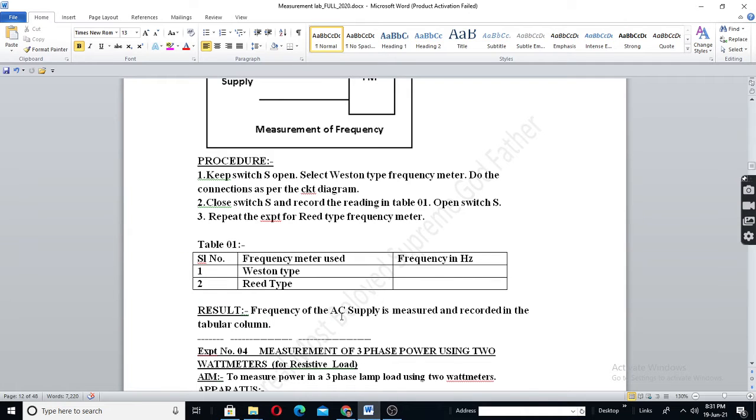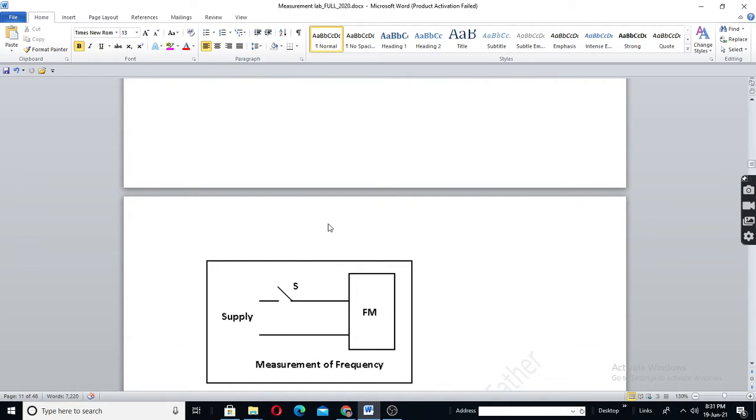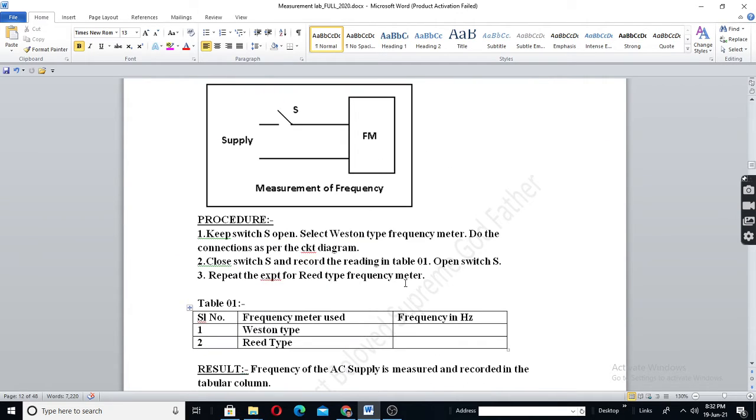Class 3, that is frequency meter, which is not in your syllabus because there is no circuit connection at all. Just connecting terminals of frequency meter to supply, it will give reading. Hence, this is not in the performing experiments. So we will go to class 4 and 5 now.